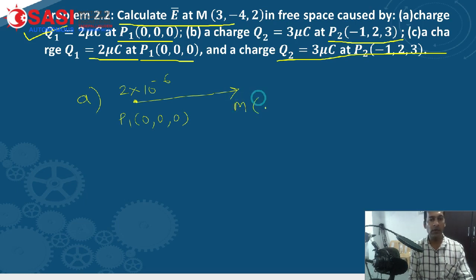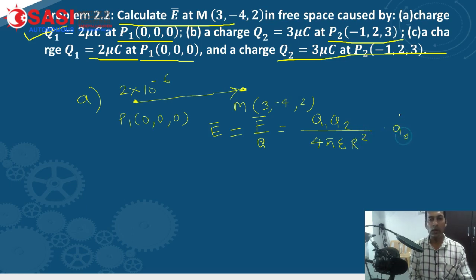Where is the point M? The destination point is at 3, -4, 2. And how much charge is present on that? It is not given. Directly we have to find the electric field intensity. Electric field intensity is defined as force per charge. So what is the force formula? Force is Q1 Q2 divided by 4 pi epsilon naught r square into AR cap.